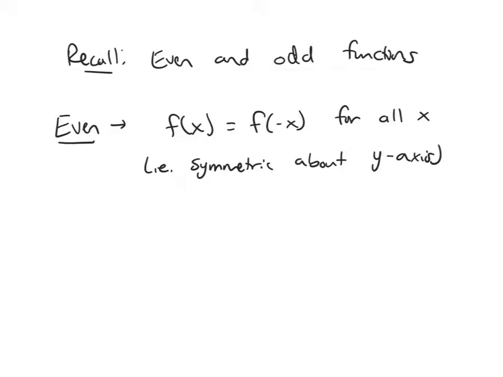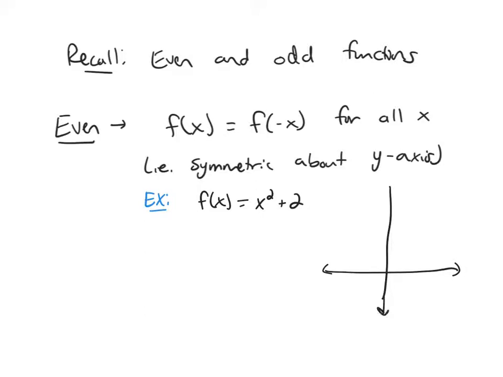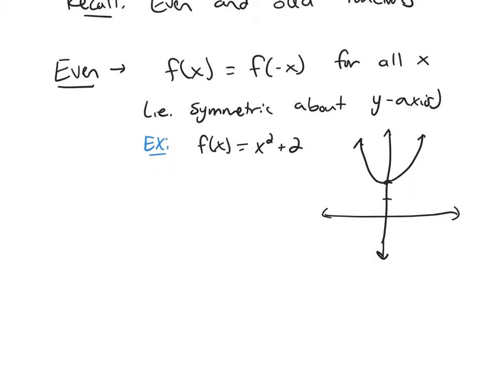So let's look at an example function. f of x equals x squared plus 2. So this would be a parabola, with vertex at (0, 2), and it goes upwards. So it's symmetric about the y-axis. If I fold it along the y-axis, the two pieces will match up perfectly.